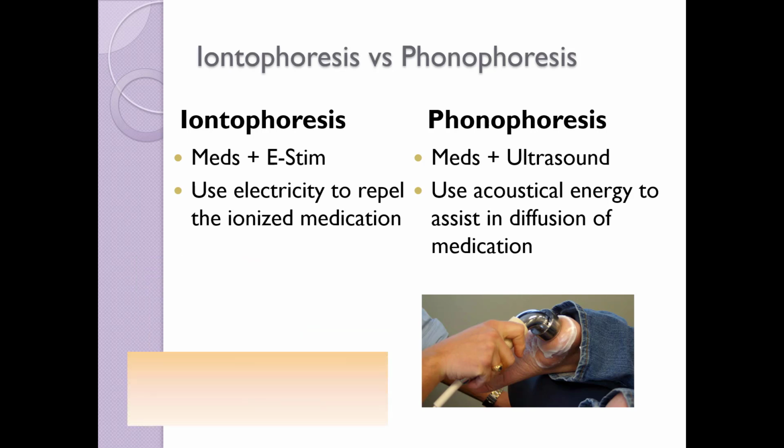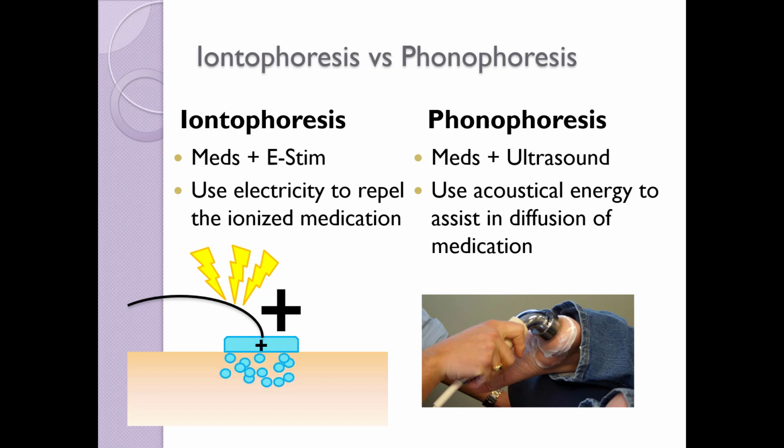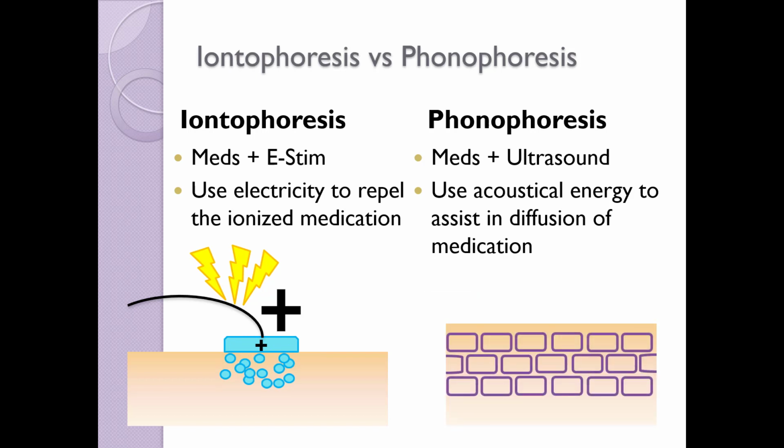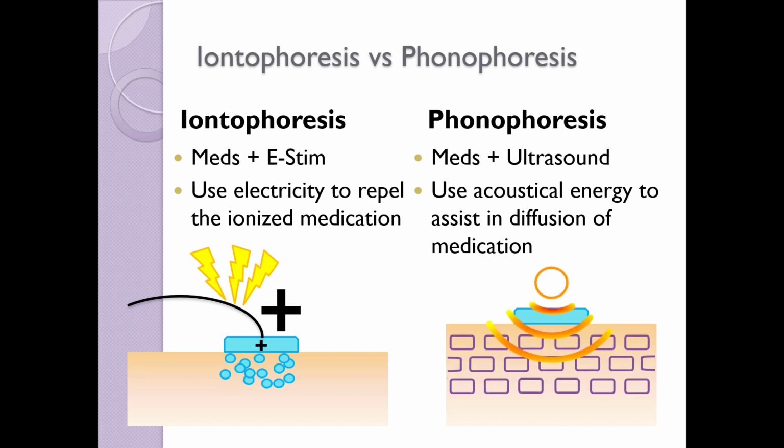Here's an example of how iontophoresis works. We have a medication which has a positive or negative charge. We then use iontophoresis by using the same type of charge to push or repel the medication across the skin via electrical energy. We can then see the medication being repelled and pushed into the skin. On the opposite side, phonophoresis, we have our application of our ultrasound above the tissues. We use ultrasound energy to allow the medication to seep into the skin to targeted tissues.